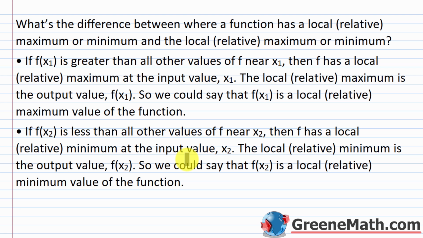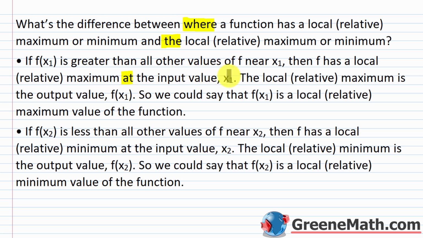We need points. So you have to understand the difference between how things are being worded. What's the difference between where a function has a local, or again, you could say relative, maximum or minimum, and the local, or again, you could say relative, maximum or minimum. So if f of x sub 1, remember that's a y value, that's us plugging in x sub 1 for the function and evaluating. So f of x sub 1, that's a y value or a function value. So if f of x sub 1 is greater than all other values of f, and we're talking about y values there, near x sub 1, then f has a local, or again, you can say relative, maximum at the input value x sub 1.